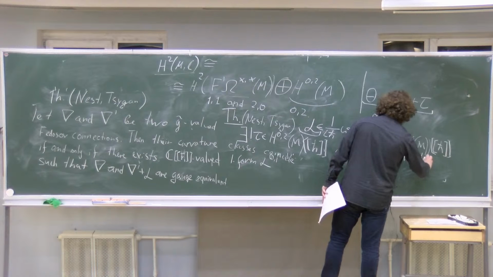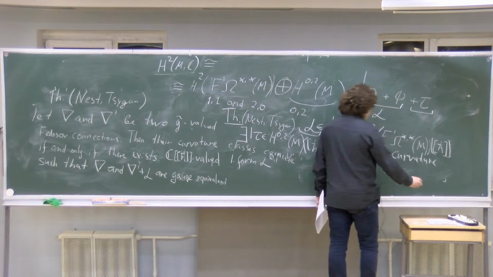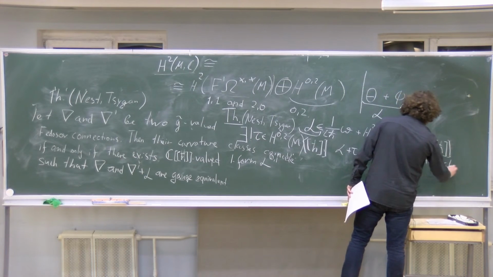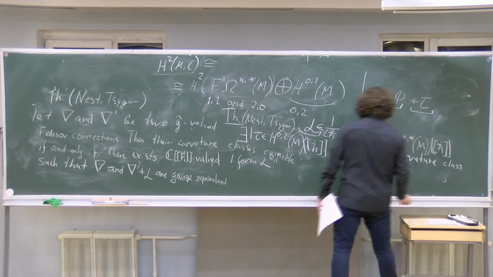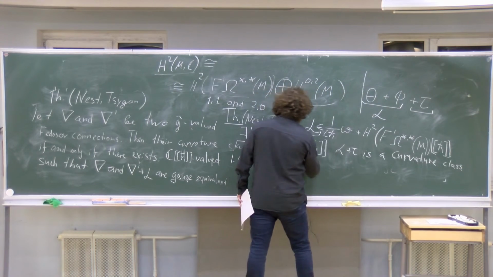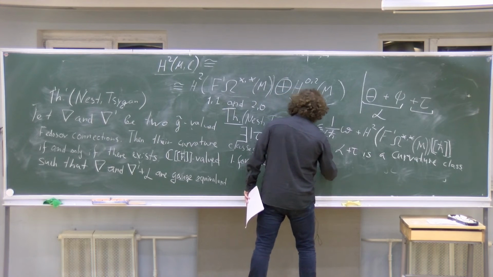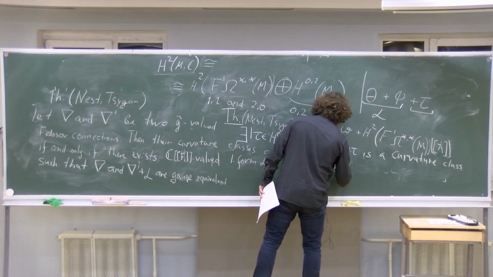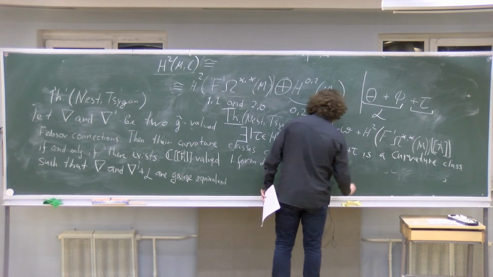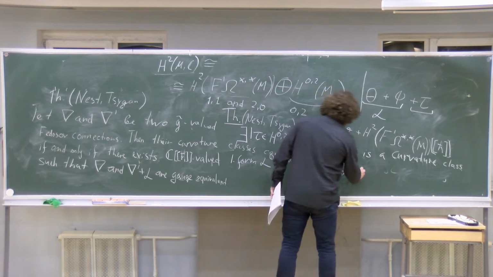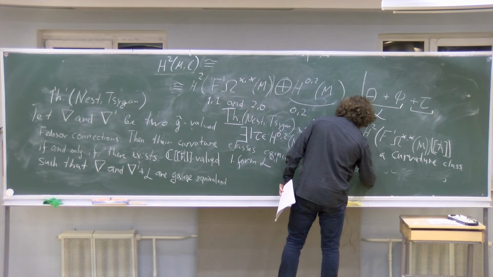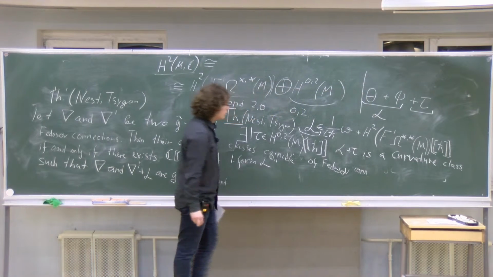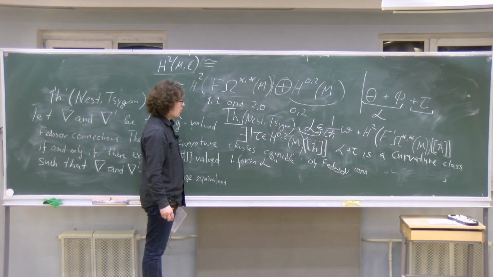Fedosov connection corresponding to the holomorphic star product. So if you consider any star product, you can choose any class in second cohomology. But if you restrict your attention to holomorphic star product, then there is a restriction. You can only choose freely the first class, alpha, and then tau is determined uniquely. That's precisely the subject.